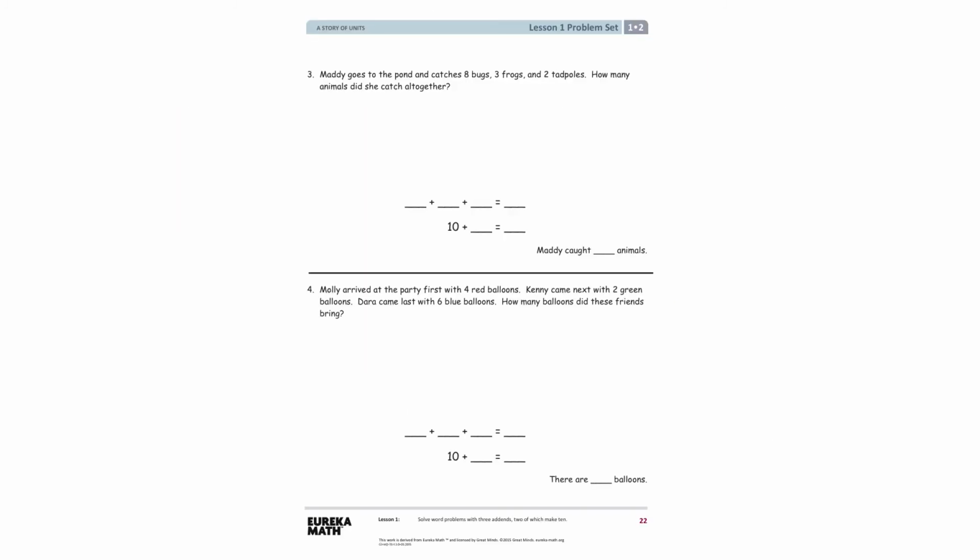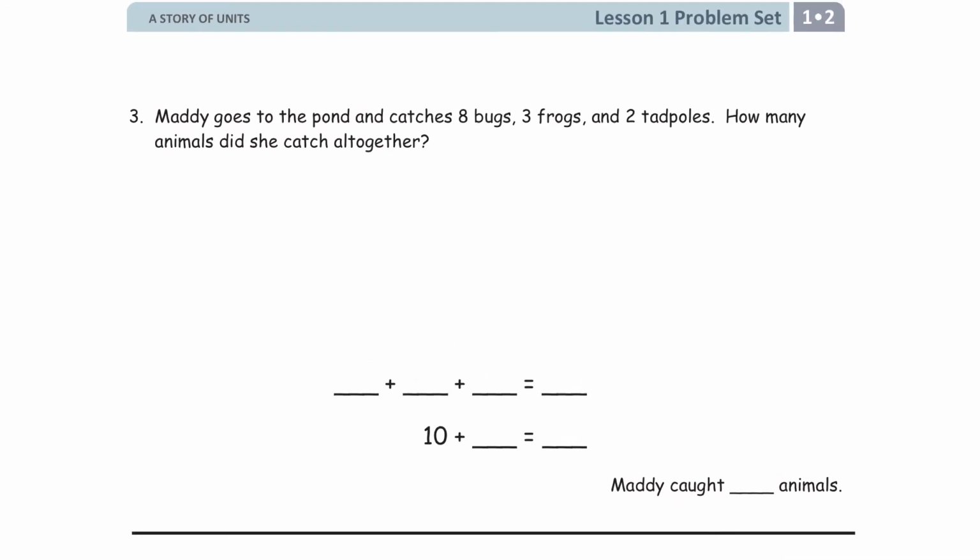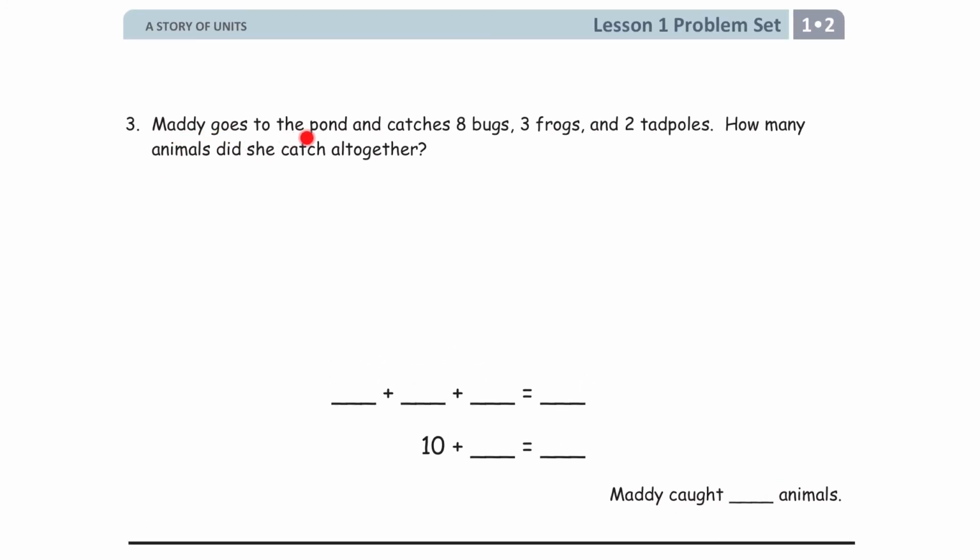All right, the first problem we have here is Maddie goes to the pond and catches 8 bugs, 3 frogs, and 2 tadpoles. How many animals did she catch altogether? We have this part set up for us down here. We have our 3 parts that we add together, and then we make a group of 10, and that third final part, and our answer. And then Maddie caught blank animals.